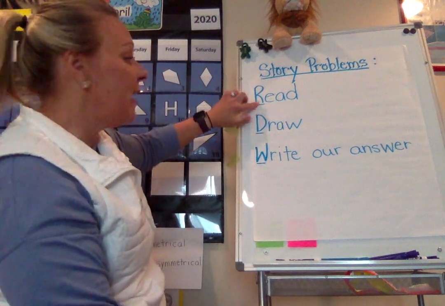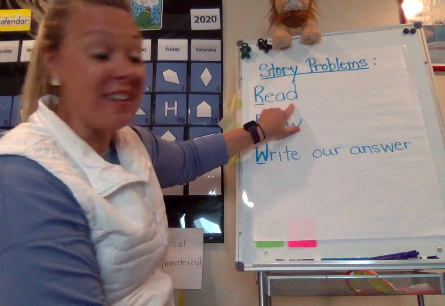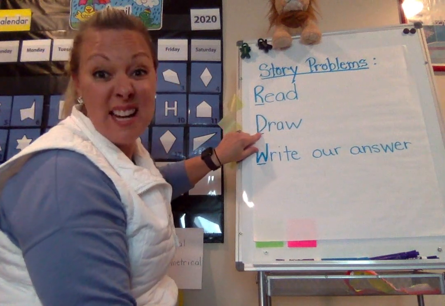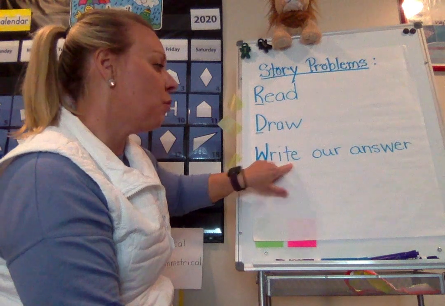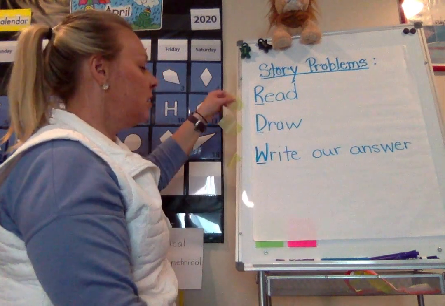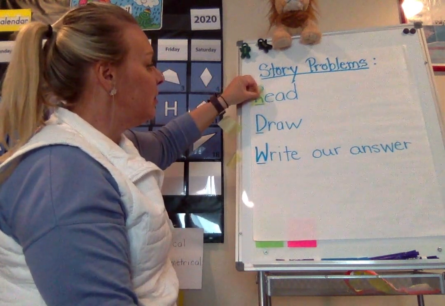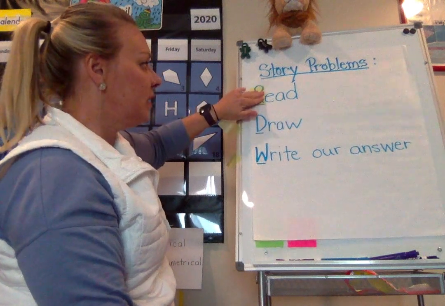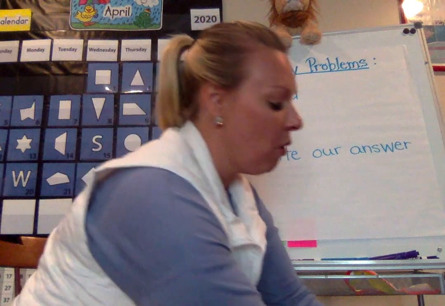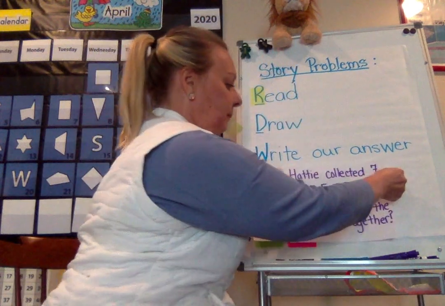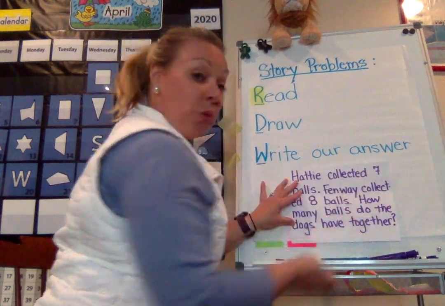R stands for read. D stands for draw, and W stands for write our answers. So our first step is we're going to read. We're going to read the story problem. And I'm going to pull up my story problem right now, and we're going to read it together.